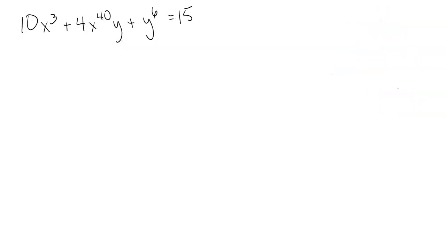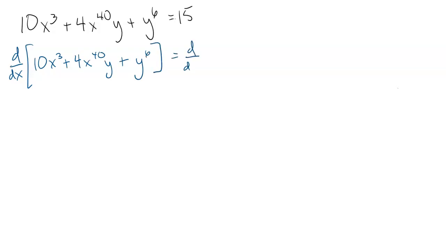In this case, we notice that we have an implicit function because the x's and y's are all written together. That's what it means to be implicit, versus just the y being by itself. And so let's apply our derivative with respect to x on both sides. I'm going to take the d dx on the left side, and we're going to do it on the right side as well.